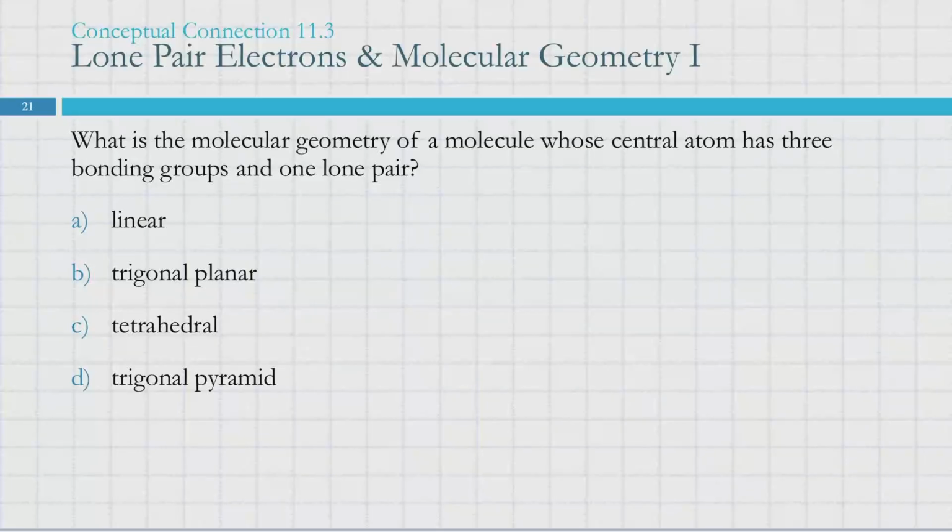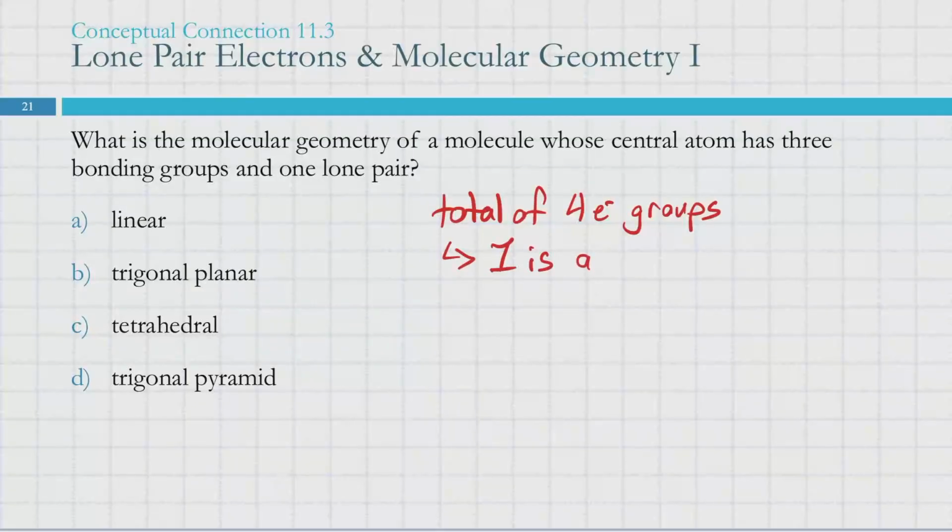How many total groups do we have? 4 groups. So we've got a total of 4 electron groups. 1 is a lone pair.